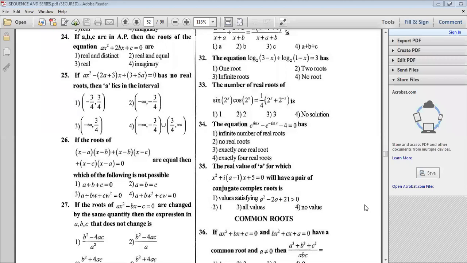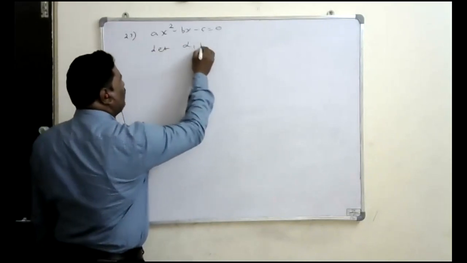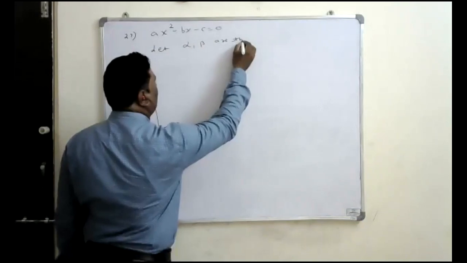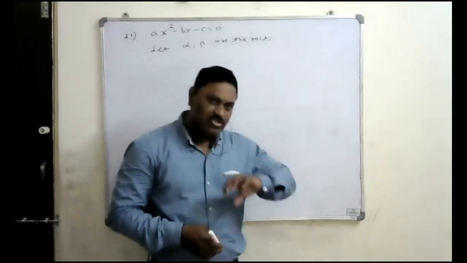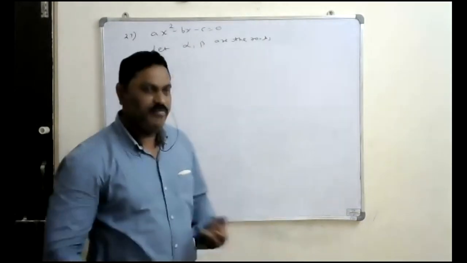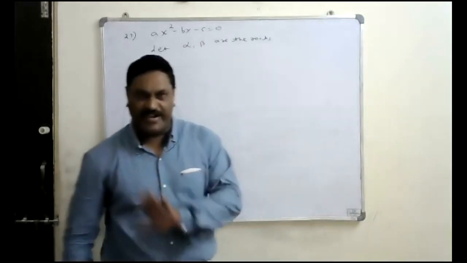Here the equation is ax square minus bx minus c equal to 0. This is the given equation. Even though you change the roots by the same quantity, which of the following does not change? Suppose alpha and beta are the roots. Suppose these roots are changed by the same quantity. Same quantity means suppose each root is increased or decreased by k units.